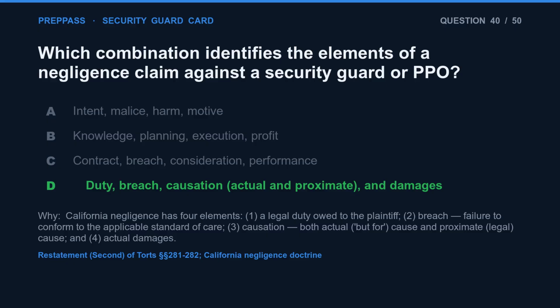The correct answer is D. California negligence has 4 elements. 1. A legal duty owed to the plaintiff. 2. Breach, failure to conform to the applicable standard of care. 3. Causation, both actual and proximate, legal, cause. And 4. Actual damages.